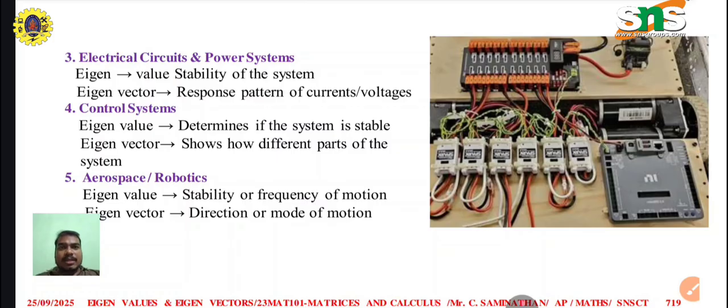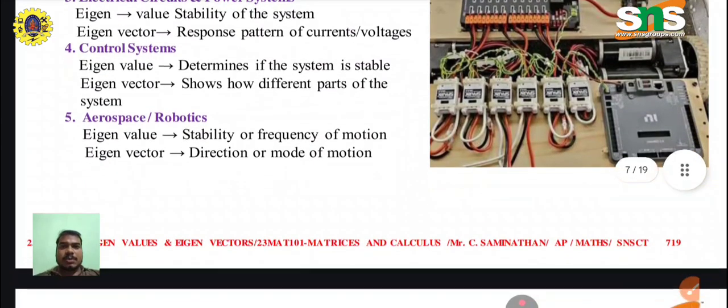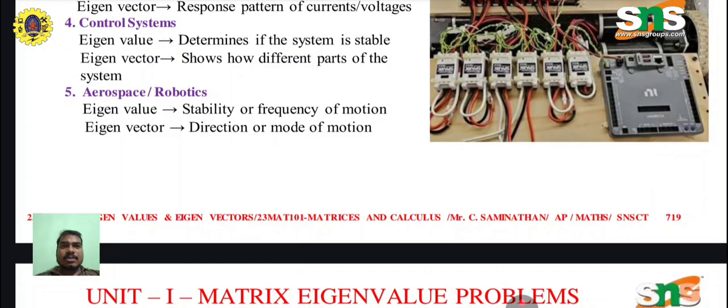In electrical and power systems, the eigenvalue gives the stability of the system, and the eigenvector is the response pattern of currents or voltages. In control systems, the eigenvalue determines if the system is stable, and the eigenvector shows the different parts of the system. In aerospace or robotics, the eigenvalue gives the stability or frequency of a motion, and the eigenvector is the direction or mode of motion.